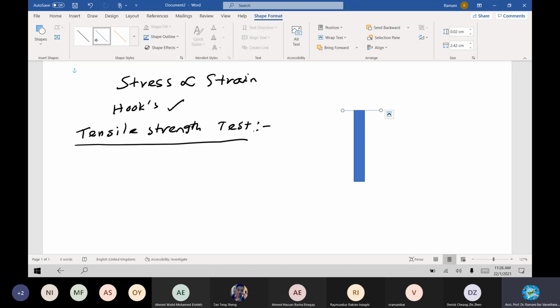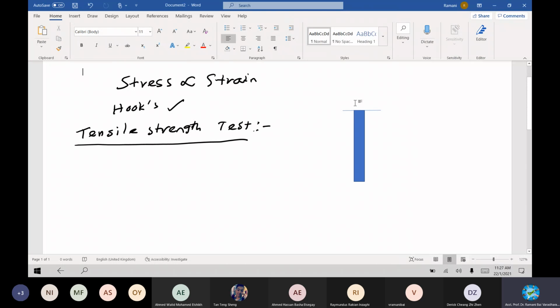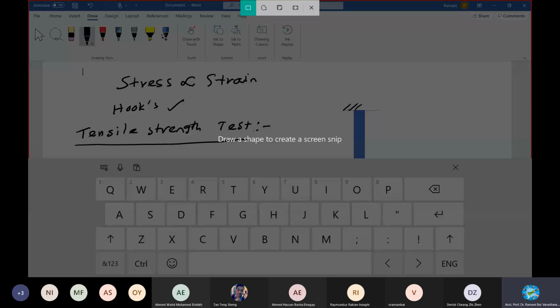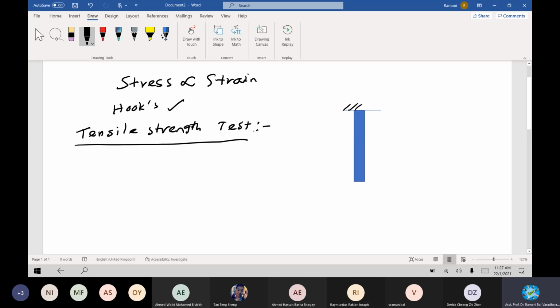And then the support is like this. Fixed support. Say this is a fixed support. Fixed here. Now, this is a member.